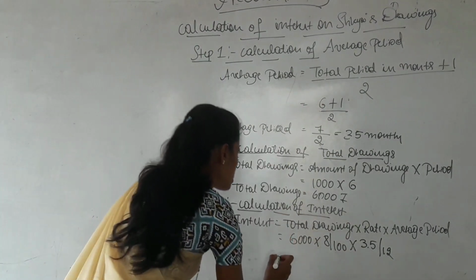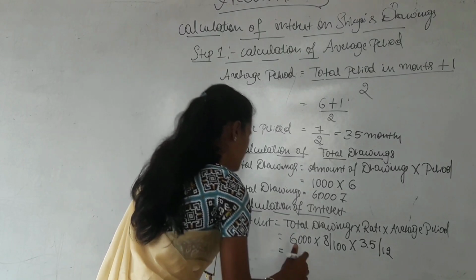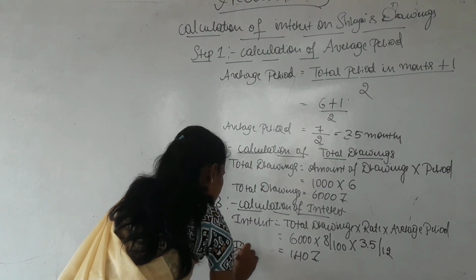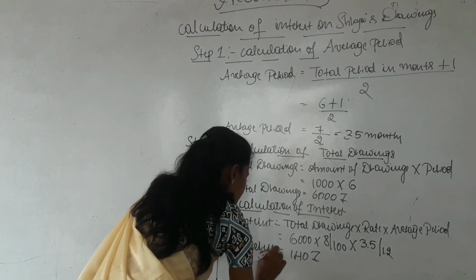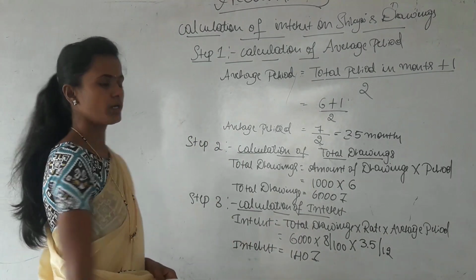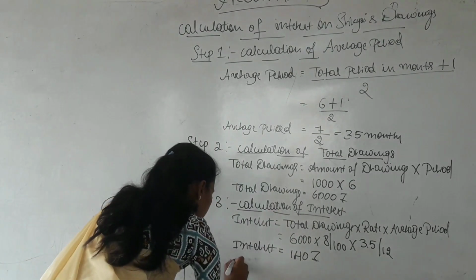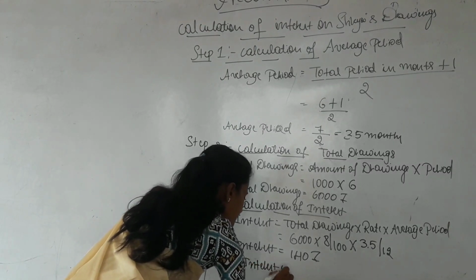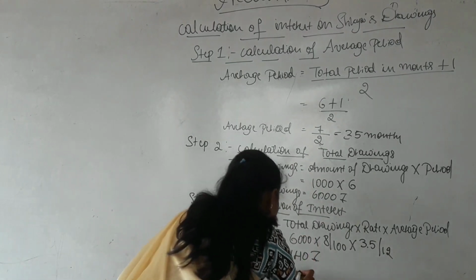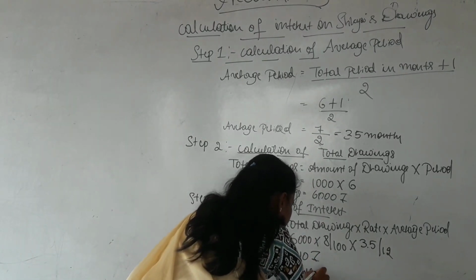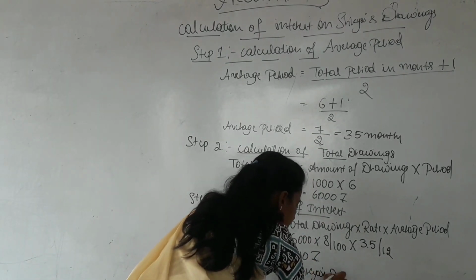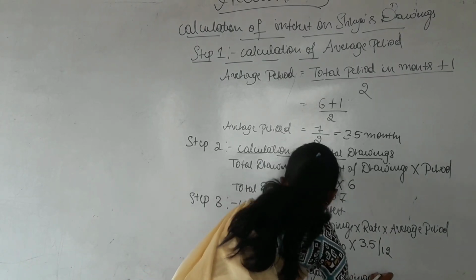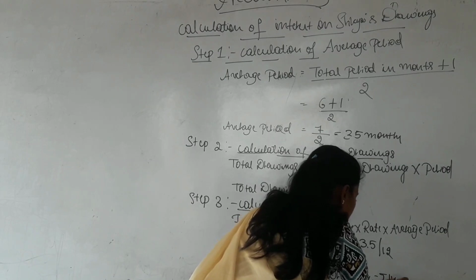When you multiply this, you will get rupees 140 as your interest. So interest is equal to 140. In the last line I am writing: therefore, interest on Shreya's drawings is equal to rupees 140.